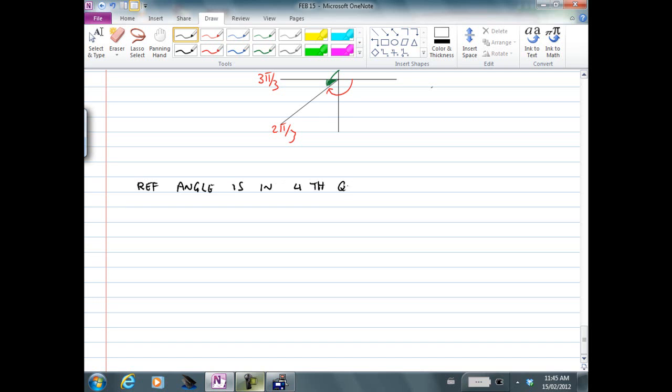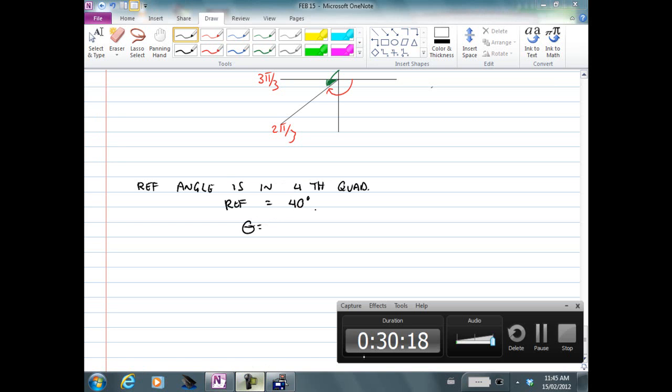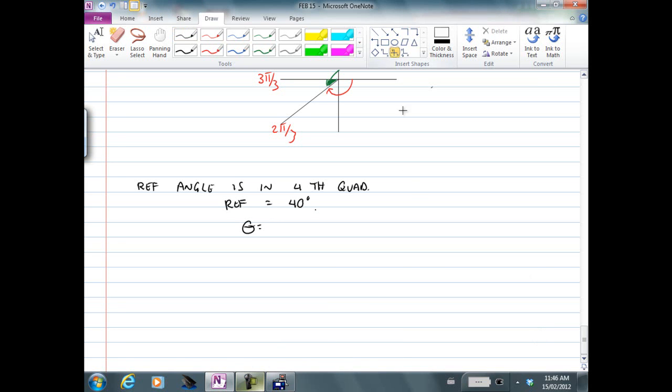Your reference angle equals 40 degrees. Find theta. I'm going to pause it. So, just draw a rough sketch. I'm in the fourth quadrant because it says I'm in the fourth quadrant. Now, my reference angle right here, this is 40 degrees.